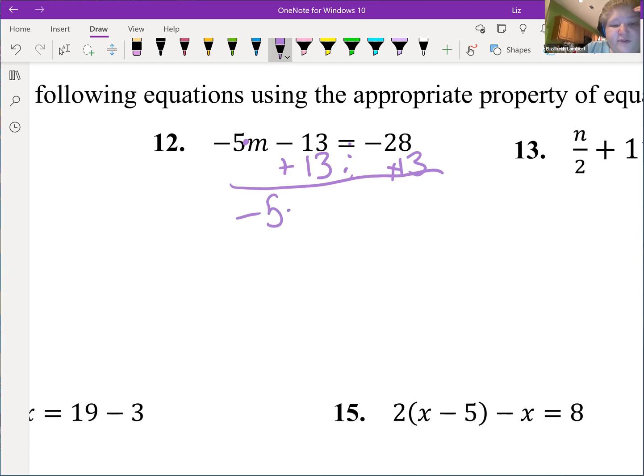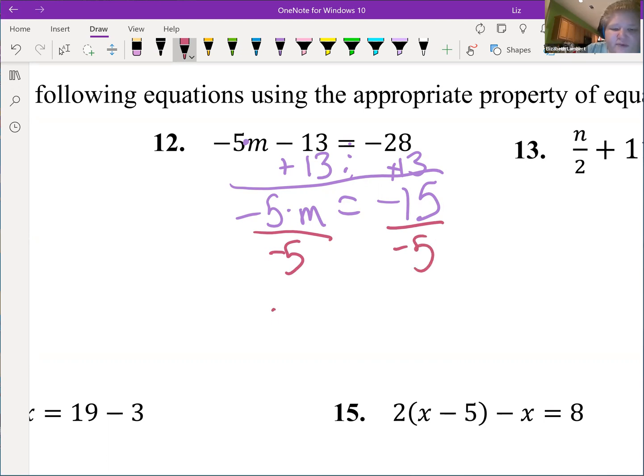So -5 times m is all that is left on the left side. And then -28 plus 13. Positive 13 will cancel out 13 of the negatives, leaving 15 of the negatives. And now to cancel out the number -5 times m, we are going to use the opposite division and divide both sides by -5. So our variable m here, -15 divided by -5, is +3.